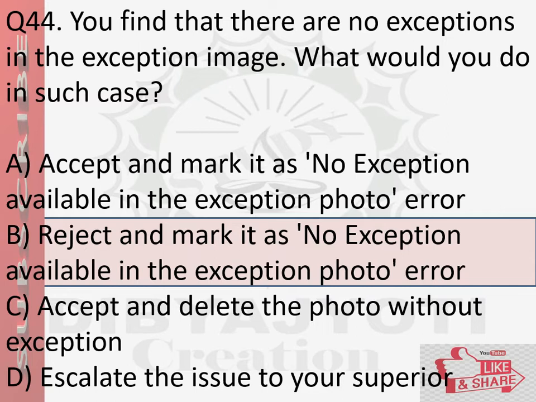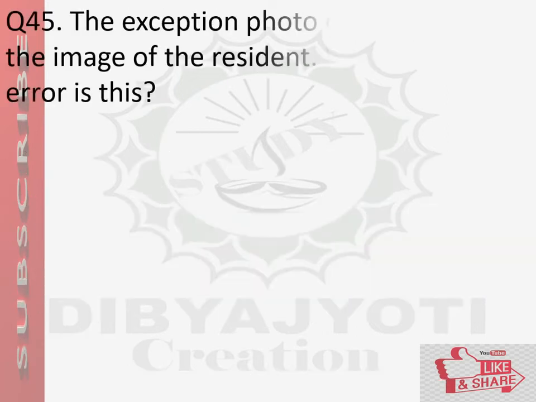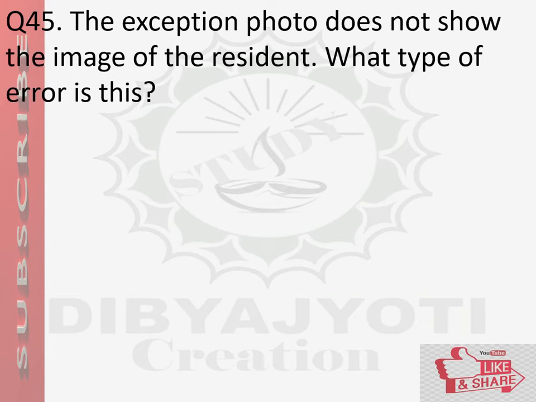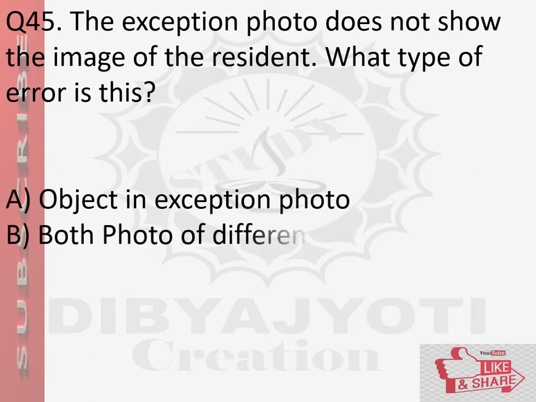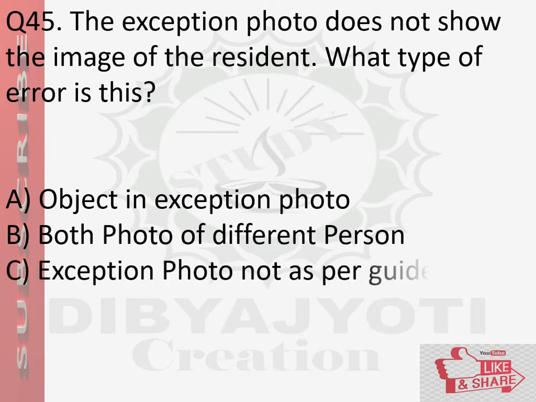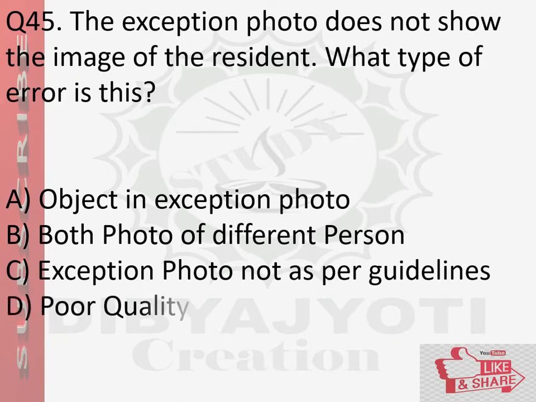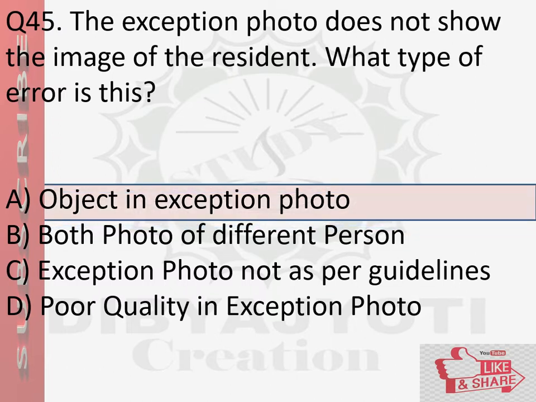the exception photo error. Then next, the exception photo does not show the image of the resident. What type of error is this? Options are: option A, object in exception photo. Option B, photo of a different person. Option C, exception photo not as per guideline. Option D, poor quality in exception photo. Then the answer is option A, object in exception photo.